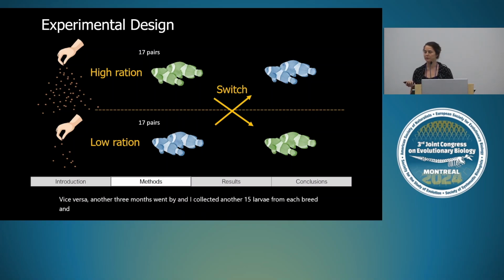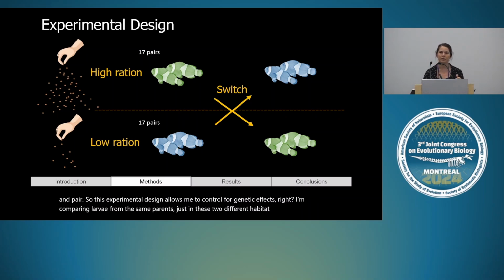This experimental design allows me to control for genetic effects, right? I'm comparing larvae from the same parents, just in these two different habitat qualities. So I can really assess the response to these changes in habitat quality.